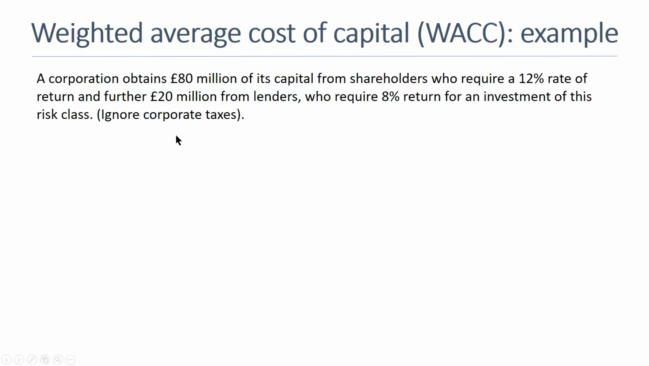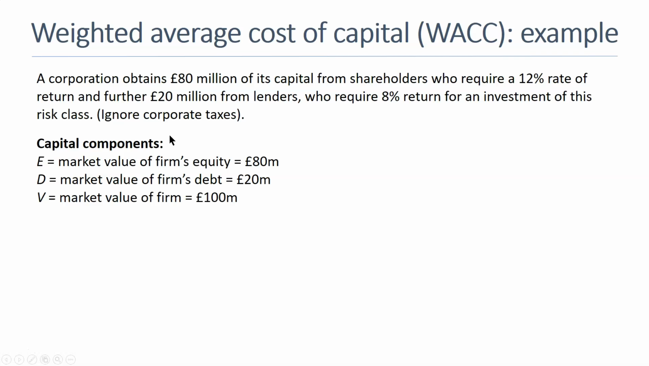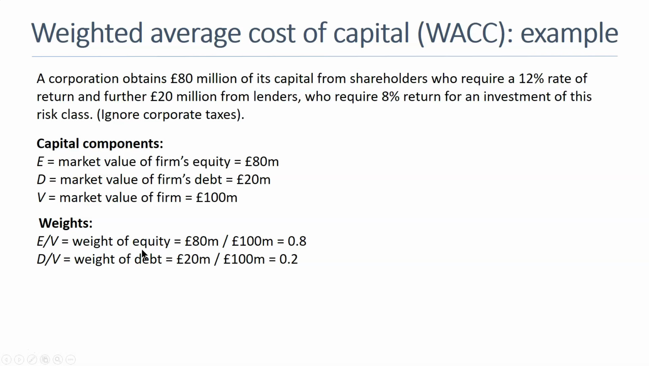Let's calculate the weighted average cost of capital for this company. These are our capital components. Equity is worth 80 million. Debt is worth 20 million, which means that the whole firm, the market value of the firm, is the sum of these two components, which is 100 million pounds. In order to calculate the weighted average cost of capital, we'll need to find the weights. In other words, the share of equity in total value of the company and share of debt. And here we can see that it's very simple. The share of equity in total value is 80% and debt represents 20% of total firm's capital.